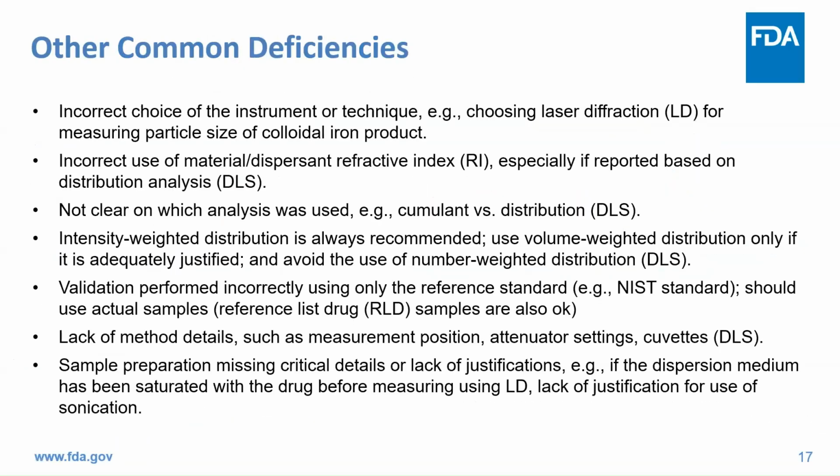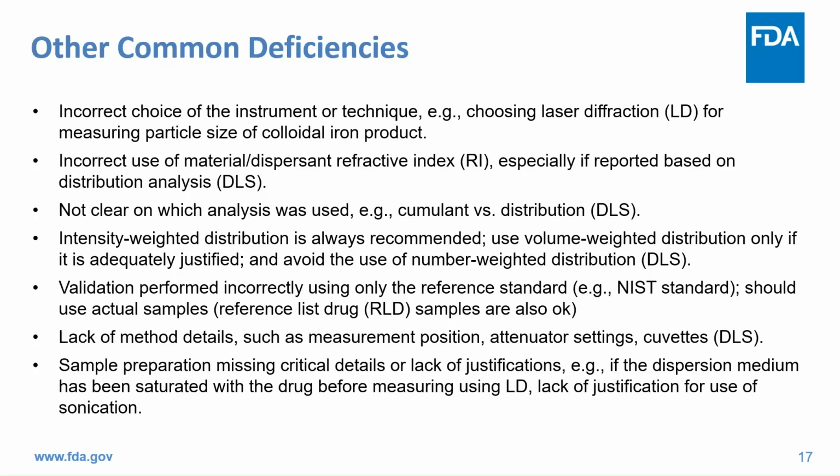Other common deficiencies, I think I've gone through all of them already, so I probably don't need to repeat the importance of the choice of the technique, RI, whether it's cumulant distribution, what the weighted function is. And also, at this point, I probably have not emphasized enough that validation is really important using the actual testing material, right? Using the NIST size standard, like I mentioned, for the accuracy part, cannot tell you anything about the sample that they're about to measure. Those are completely separate.